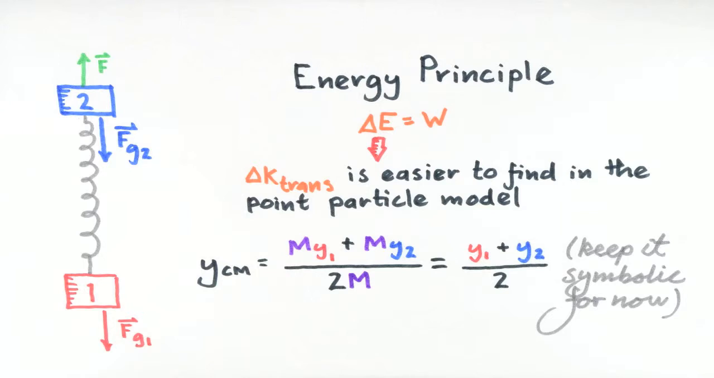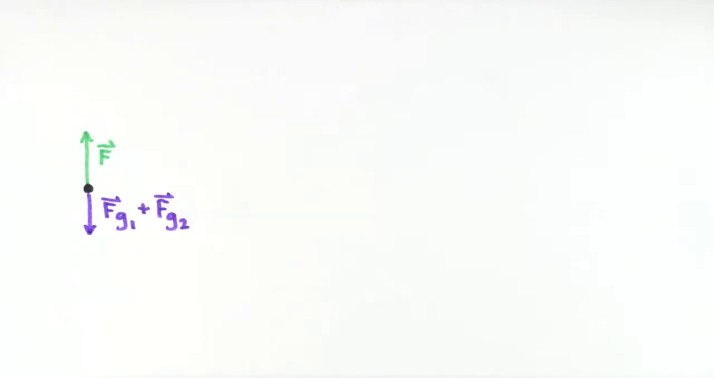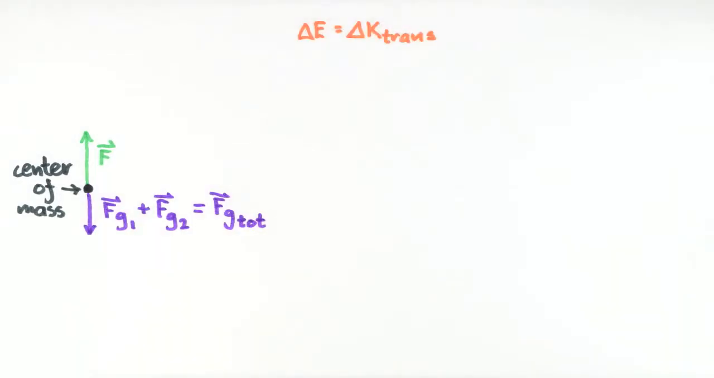Let's now apply the energy principle to the point particle model, which can be visualized like this. Notice the weight forces show up here as one force, the total weight force, F sub g total, and that all interactions in the point particle model act at the center of mass. Our energy principle for this looks like this, where the total energy change, delta E, in the point particle model only includes the change in the system's translational kinetic energy, delta K trans.